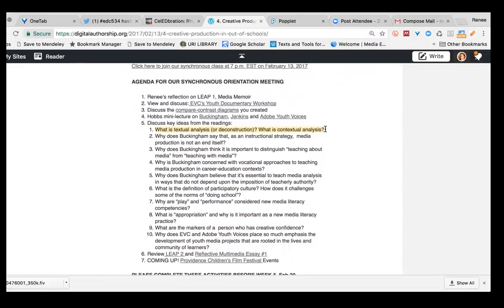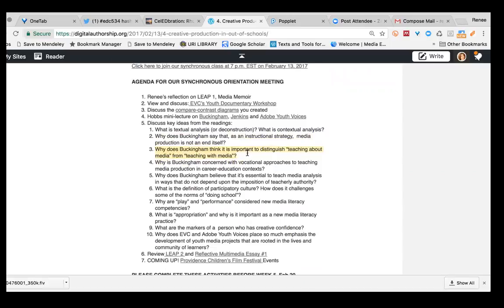So from Buckingham, what is textual analysis? Or sometimes he calls it deconstruction. And what is contextual analysis? Now, why does Buckingham say that as an instructional strategy, media production is not an end in itself? There's a typo there. He says it's a means to another end. Why is that a big deal for him? Why is that an important idea?